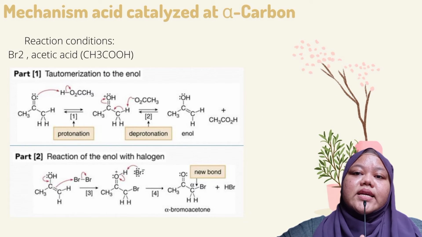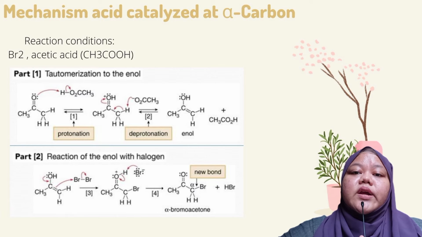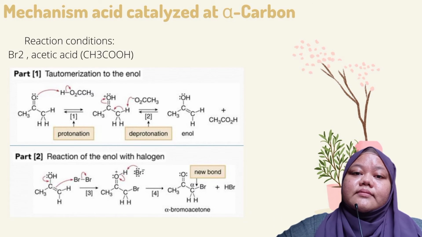Mechanism: acid catalyzed at the alpha carbon. The reaction conditions required are bromine gas and acetic acid. There are two parts in this mechanism. The first part is the tautomerization to the enol, in which protonation followed by deprotonation occurs. The next part is the reaction of the enol with halogen.